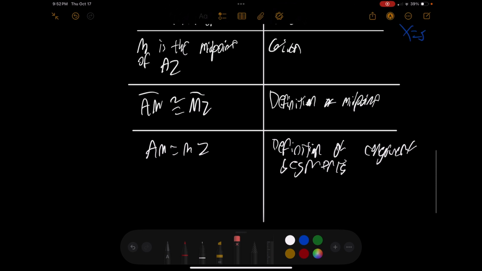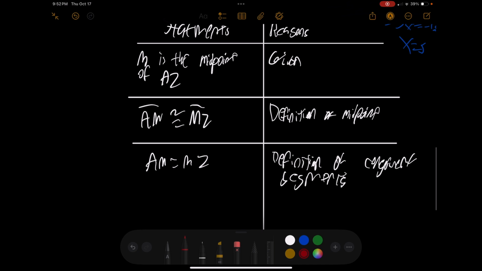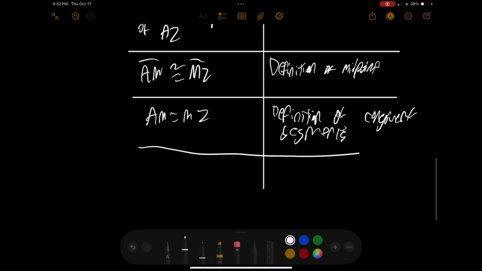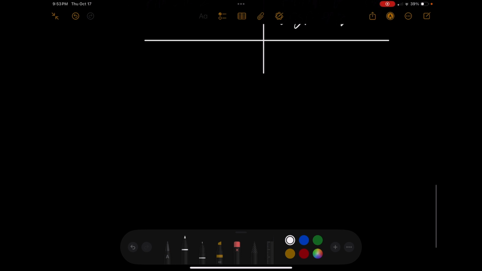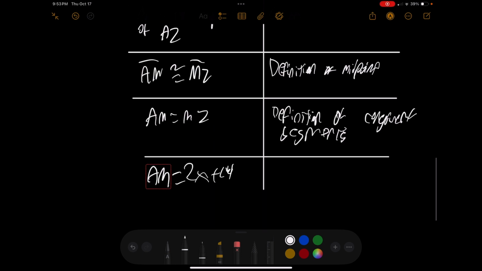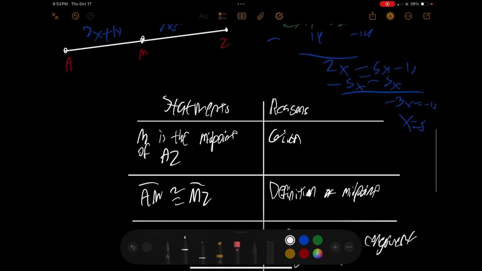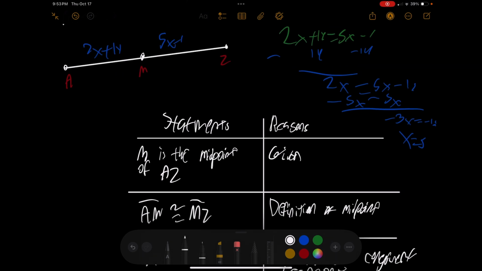M equals MZ. So now what do we know about AM? What do we know about MZ? We could go back to the diagram. Hold on, I wrote it very poorly. So we know AM equals 2x plus 14. Let's scribble that down. And we can't write both of these in the same step, by the way. We can't write what AM and MZ equal in the same step.